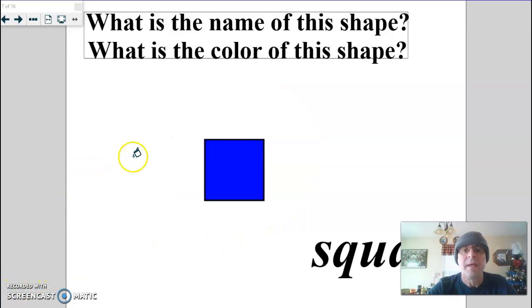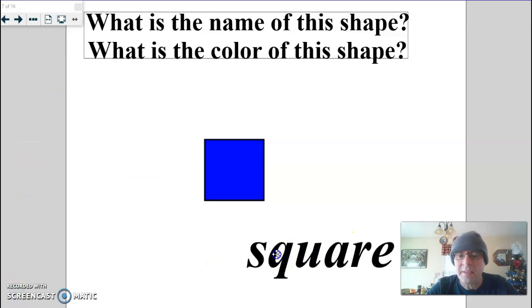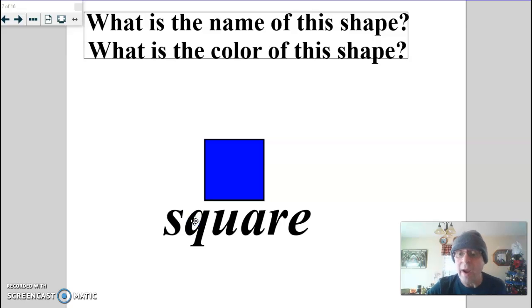Here's another shape. This is a square. Now, a square is different from a circle, right? A square has 4 straight lines. 1, 2, 3, 4, and 4 corners. It's got a corner here. 1, 2, 3, 4. And here's the tricky one, kindergarten. All the lines are the same length. That makes a perfect square.